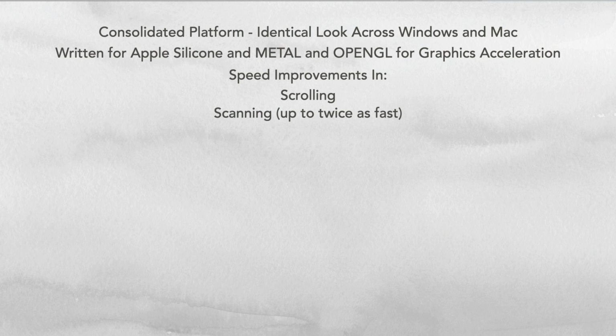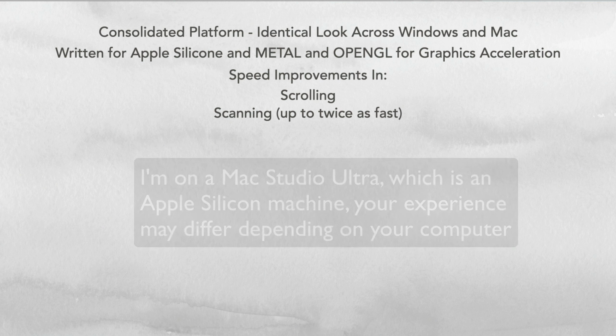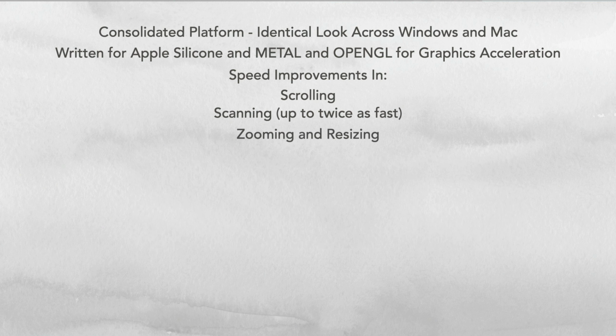Scanning of records, I've noticed in some tests that I've done, with the exact same drives, drive speeds and amount of records, is about twice as fast as it was in V5 Pro. So when you're scanning tens of thousands of records, it was fast already, now it's even faster. As I said, zooming and resizing, things that take part of the graphics processor, are noticeably faster.